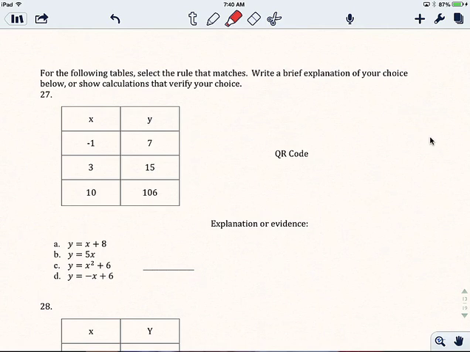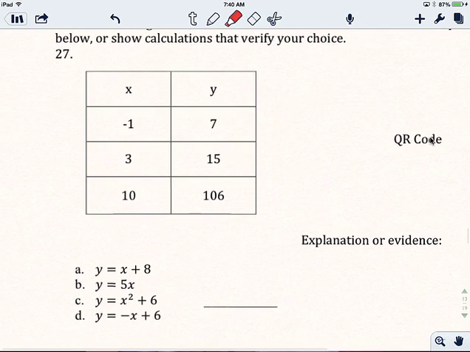Okay, so here we're supposed to look at the table and select the rule that matches and write a brief explanation of our choice, or show calculations that verify our choice. So I'm going to go ahead and look at the information here, and in order for a rule to work, it has to work for every single row in the table.